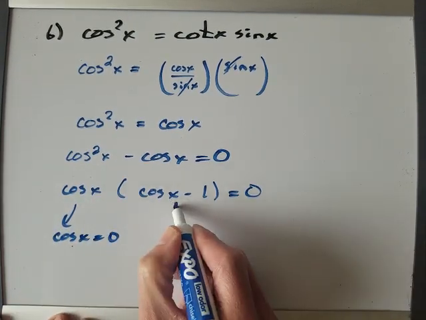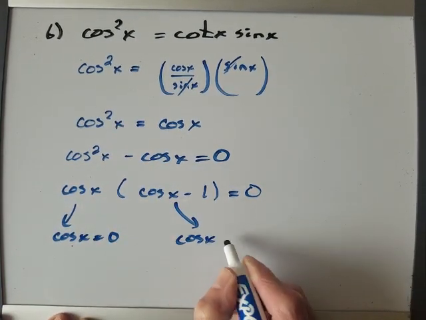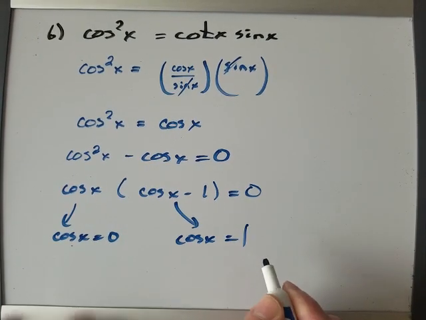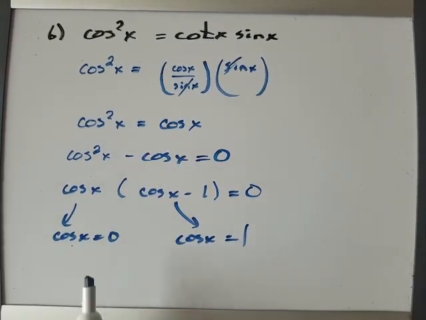Either this equals 0 or this swoopy swoop equals 0. I'm going to bring the 1 over right away. And now you're into your happy place. Then you can see where these values come from on the unit circle.